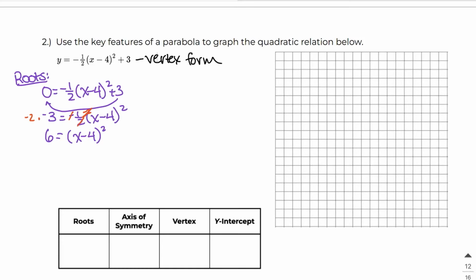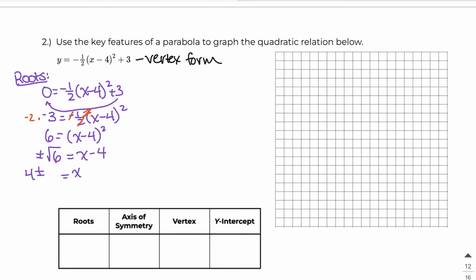Then I can go ahead and square root both sides. So I get plus or minus the square root of 6 is equal to x minus 4. Now I cannot square root 6 evenly. So I'm going to leave it as plus or minus the square root of 6 for right now until I'm ready to actually figure out what these numbers are. Because if I'm going to graph it out right here, having it as a square root isn't going to be helpful. So let's go ahead and add the 4.